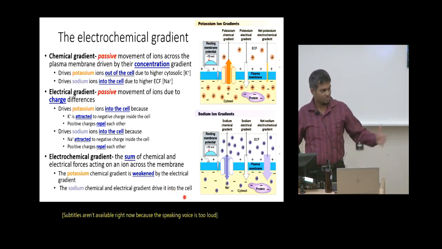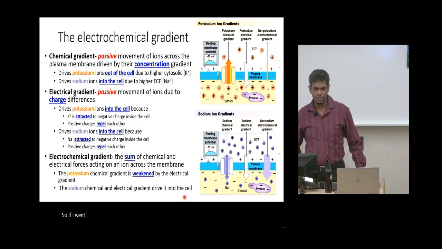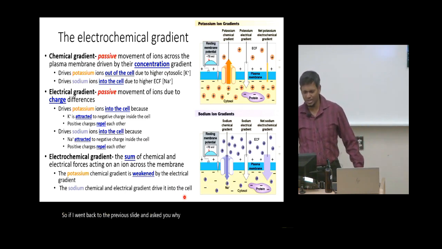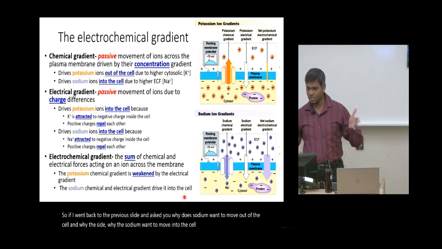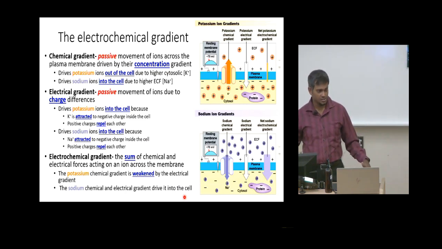So if I went back to the previous slide and asked you, why does sodium want to move out of the cell, and why does sodium want to move into the cell, and why does potassium want to move out of the cell? Can you explain it using this thing here?